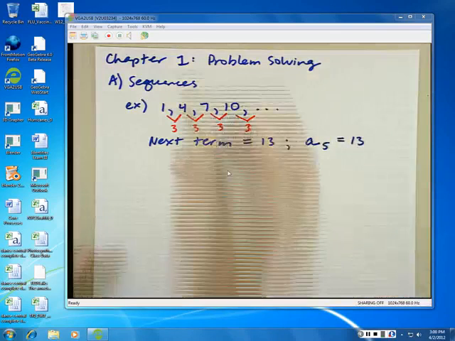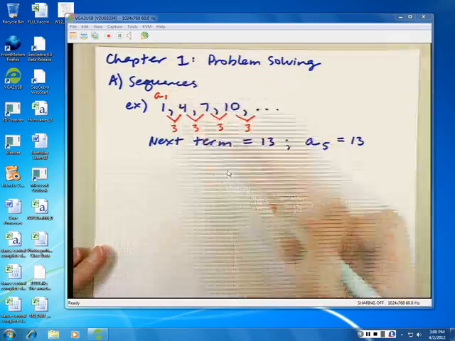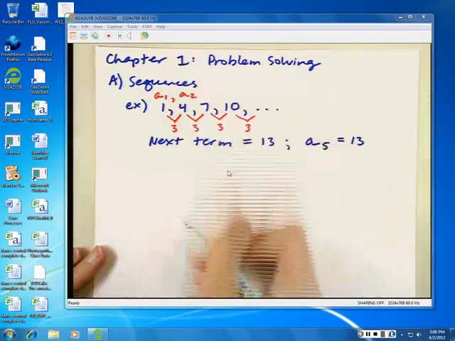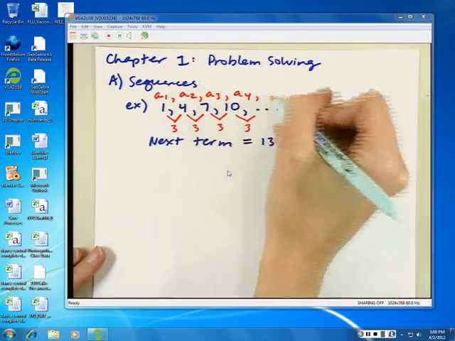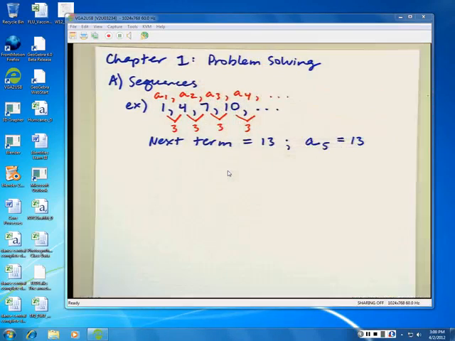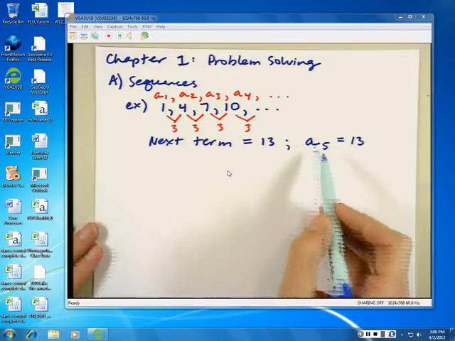If I go up and relabel my sequence, I have A sub 1, which is 1. A sub 2 is 4, and so on. A sub 3 is 7. A sub 4 is 10, ... So we could also ask for the term using that A notation, so A sub 5.